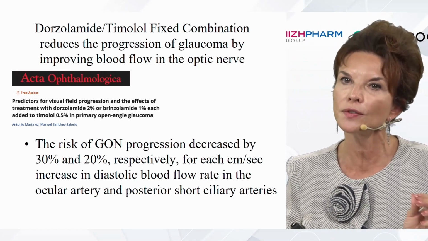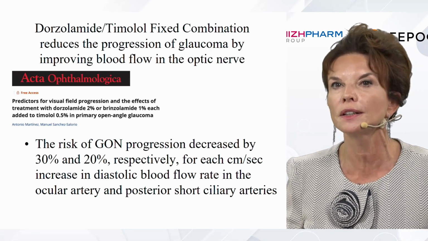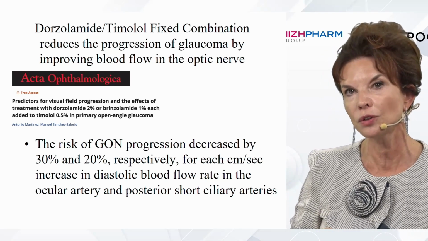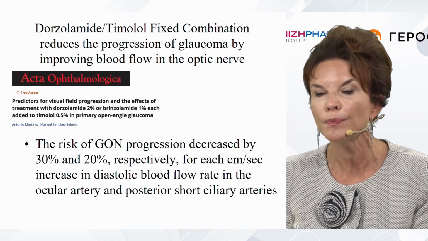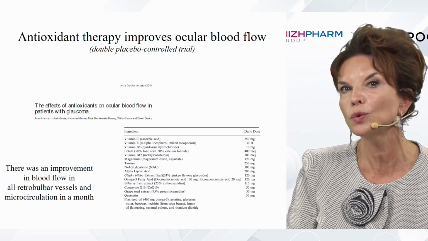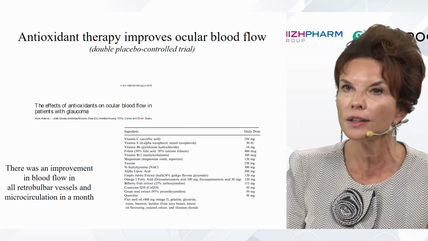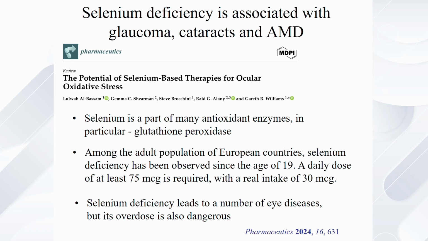The risk of GON progression decreases by 30 and 20% respectively for each centimeter per second. It increases diastolic blood flow rate in the ophthalmic artery and posterior short ciliary arteries. That's the neuroprotective activity of these drugs. Well, also, Anaxolite showed that it can be good in improving the blood flow in the optic nerve, and different vitamins were studied as well, such as vitamin E or ascorbic acid. Well, the shortage of vitamin E and vitamin C leads to the progression of glaucoma.